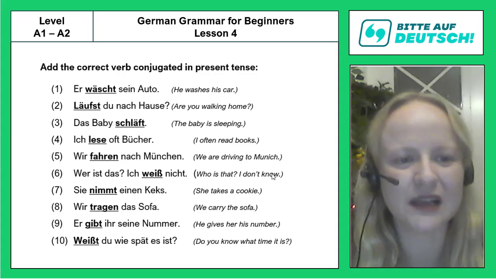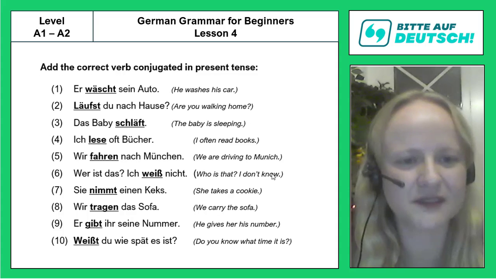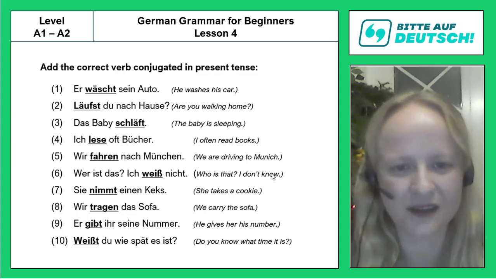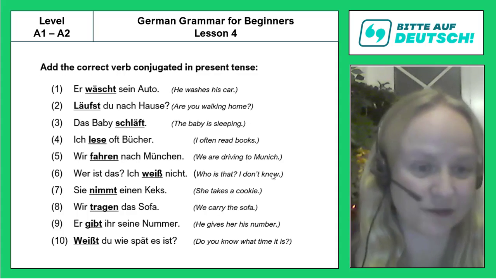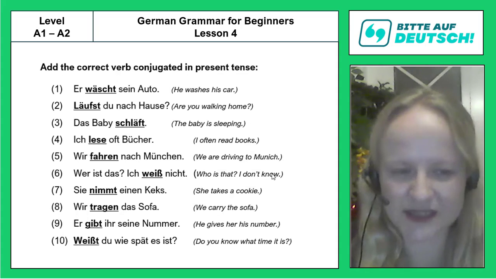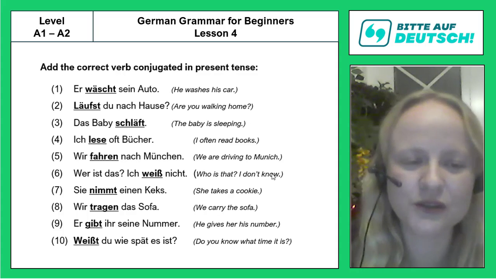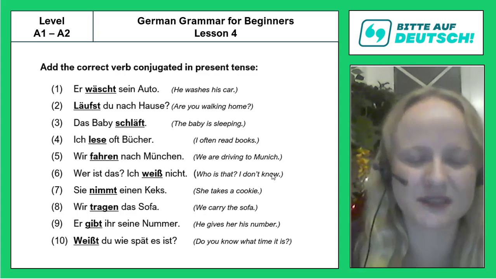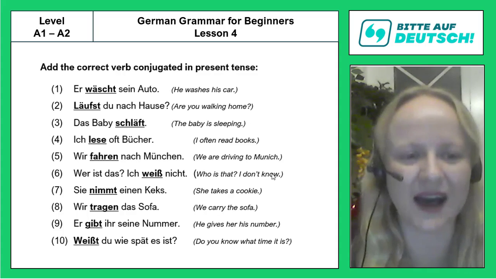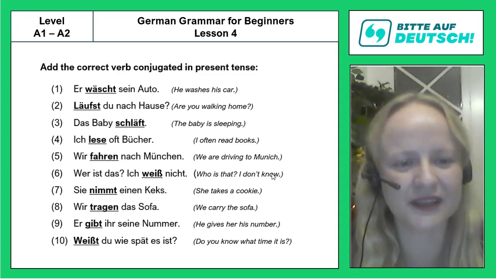Number 2. Läufst du nach Hause? Are you walking home? The infinitive form here is laufen. So again, second person singular du. We have a stem change from lauf to läuf, including 2 dots, like an umlaut on top of the a. Laufen becomes läufst.